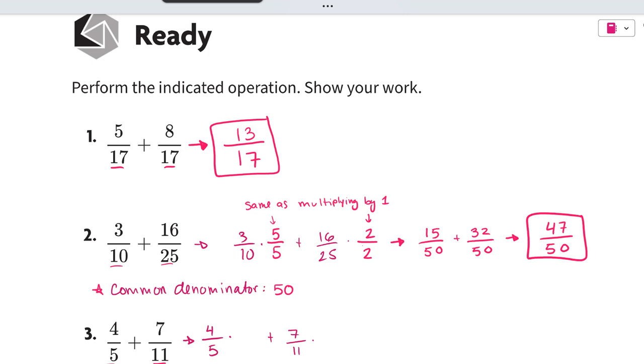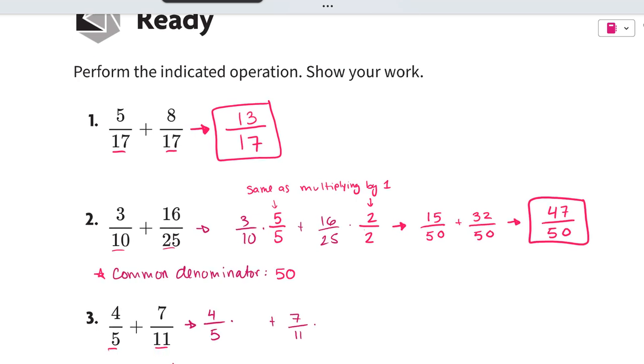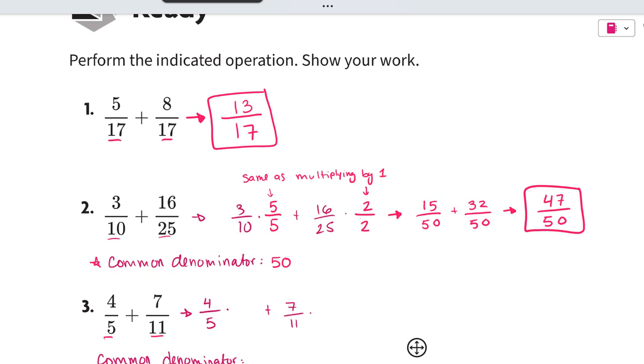So question 3, we have 4/5 plus 7 over 11. Again, we don't have the same denominator, so we need to think, okay, what can I multiply each one of these by so that the denominators are the same? In this case, the smallest one is what we get when we multiply the two numbers together, 5 and 11, which means I want to multiply 4/5 by 11 over 11 to create that 55, and 7 over 11 by 5 over 5 to create a 55 in the denominator.